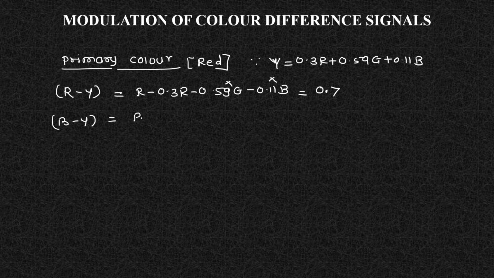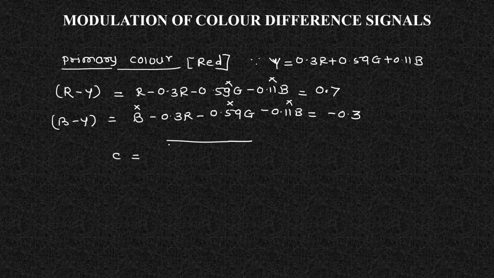What about B minus Y? B minus 0.3 R, 0.59 G, 0.11 B. Here you don't have B, you don't have G, you don't have the other components, because you are talking only about pure red. So this will be minus 0.3. How am I going to calculate the resultant for this one? (R minus Y) squared, which is 0.7 squared, plus 0.3 squared. If I calculate these things, I'll get 0.7 squared plus 0.3 squared, and the square root of my answer.